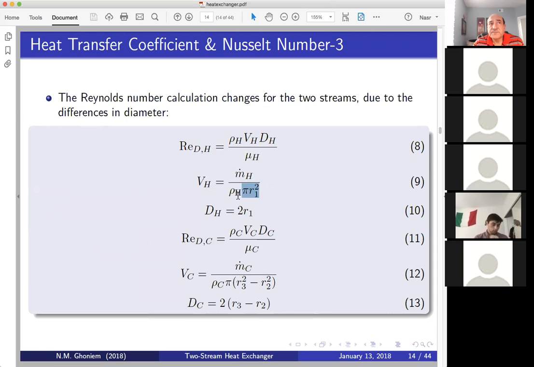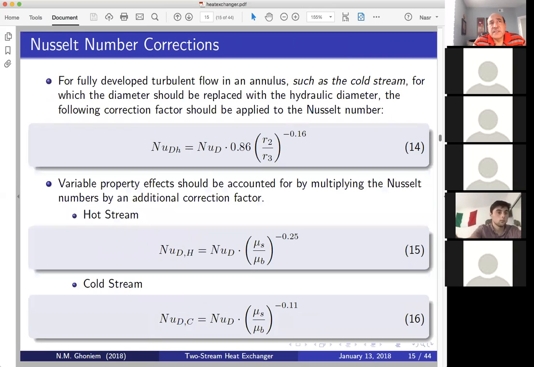And that is the mass flow rate. So the mass flow rate is equal to the velocity times rho times pi r1 squared. Therefore, we use our measurements for m dot, and we can determine the velocity. We do that for the hot stream, and we do that for the cold stream. Up till here, we determine the Reynolds number, Prandtl number, Nusselt number. Once we have the Nusselt number, we can calculate the heat transfer coefficient.